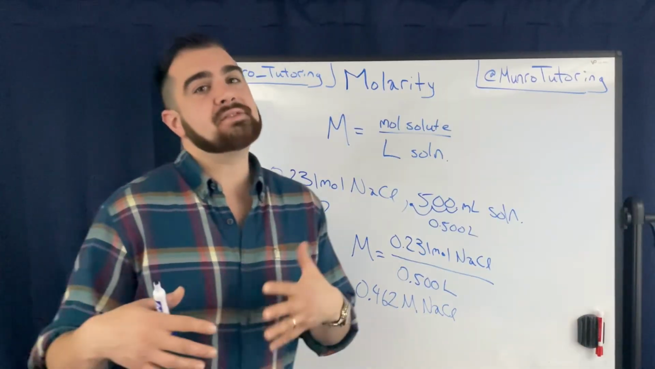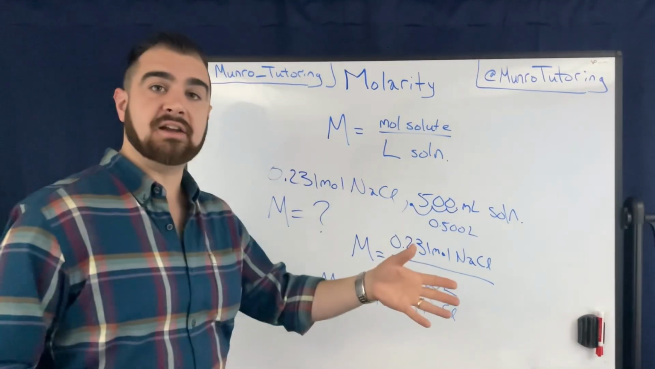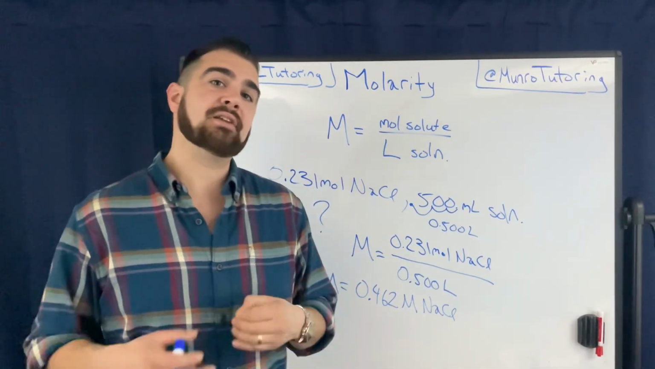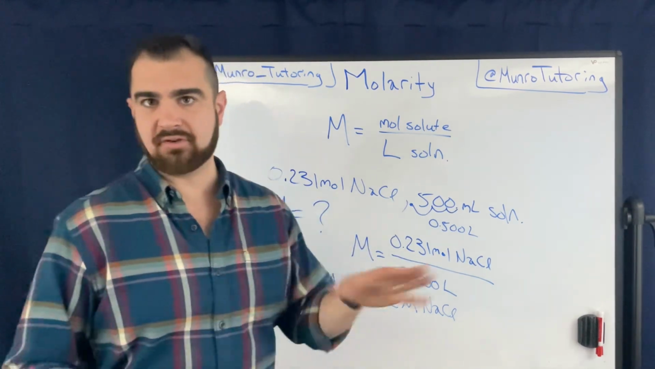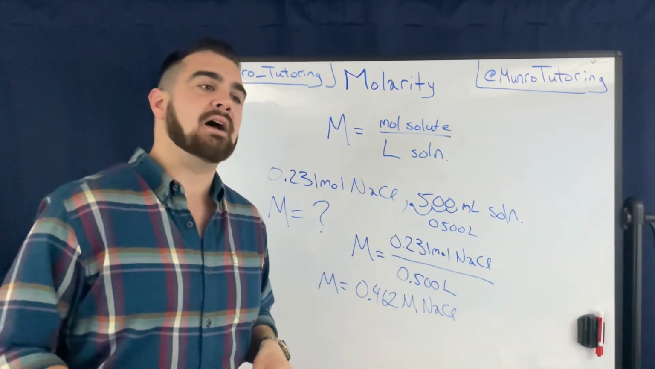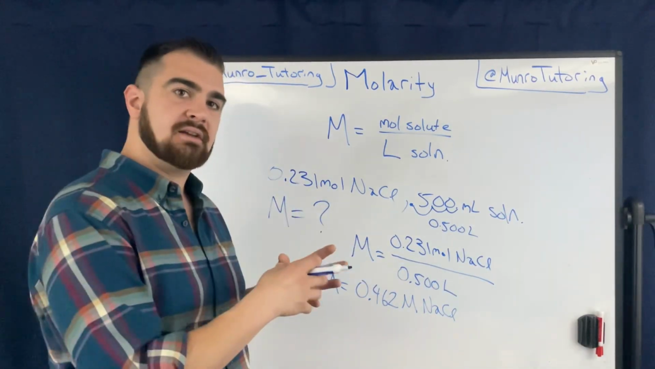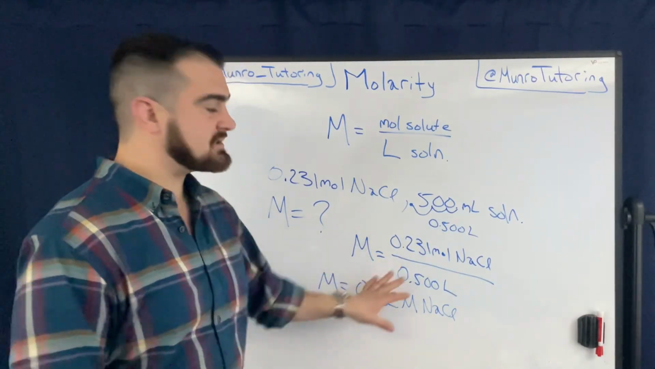Now, what if they gave us grams? They could have given us grams of sodium chloride, and then we would have to do that conversion first. So check out my videos on doing conversions between moles, mass, and molecules. I have one on that, and I have one on molar mass. If you check those out, then you can combine these two things. We can take the mass, convert it to moles, and then use the volume that they give us to get the answer in molarity.